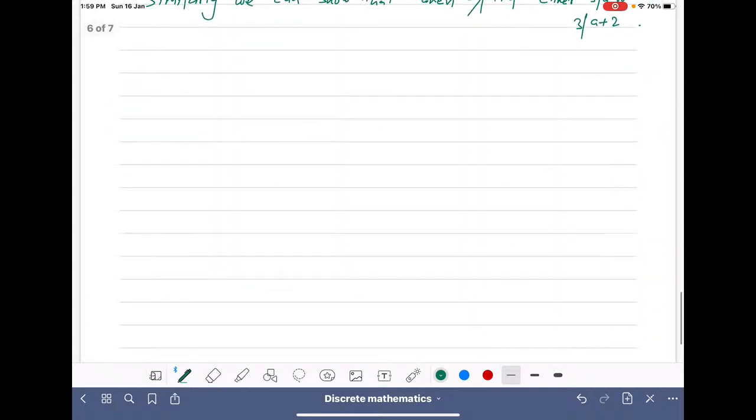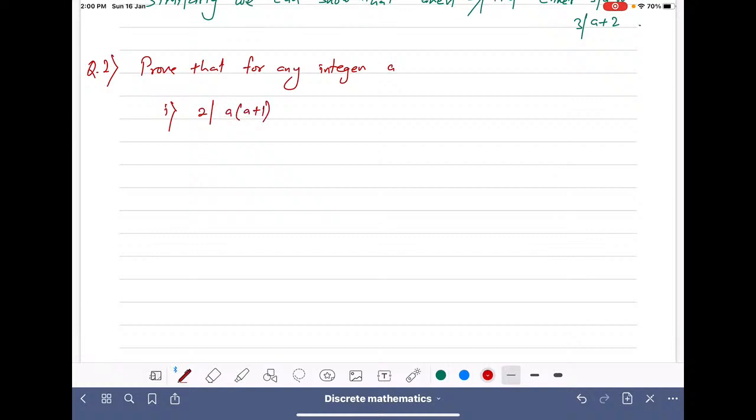Let us do one more question. Prove that for any integer a, a into a plus 1 is divisible by 2, and a multiplied by a plus 1 multiplied by a plus 2 is divisible by 3.